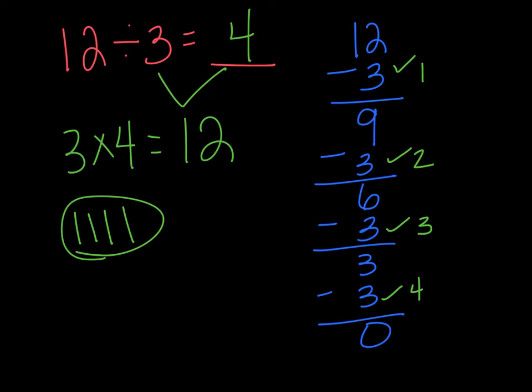Okay, so that's one strategy. So we've learned related facts, and we've learned repeated subtraction. Okay, let's learn another one. Okay, our next strategy is also a multiplication strategy, equal groups. So I'm going to give you this problem, 15 divided by 3. And we're going to work it out using equal groups, and we're looking for the quotient.